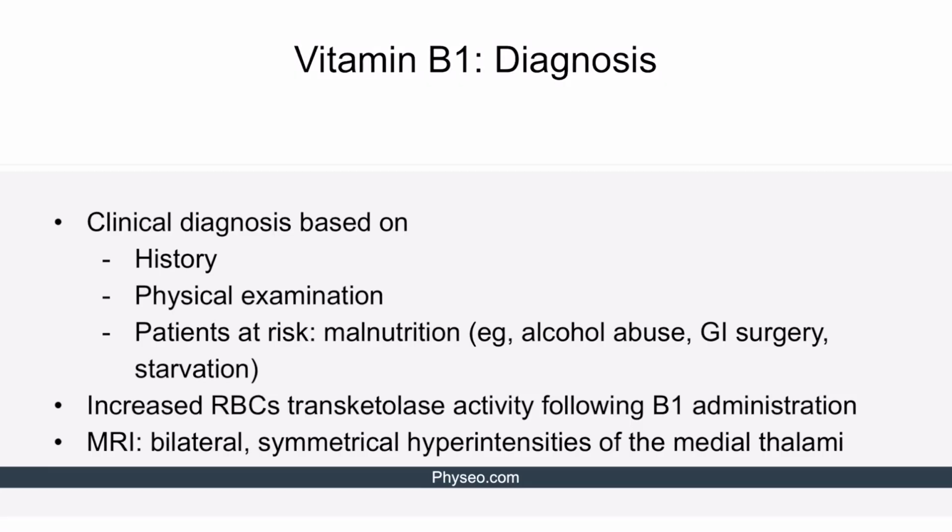The diagnosis of vitamin B1 deficiency is primarily clinical, based on the patient's history and physical exam. Regarding the patient's history, it's essential to recognize the risk in patients with malnutrition, such as those with a history of alcohol abuse, GI surgery, or starvation. On physical exam, altered consciousness may be found, accompanied by ophthalmoplegia and ataxia if the patient has Wernicke encephalopathy. Patients with dry beriberi may have peripheral neuropathy on physical exam, and those with wet beriberi may have signs of heart failure such as edema.